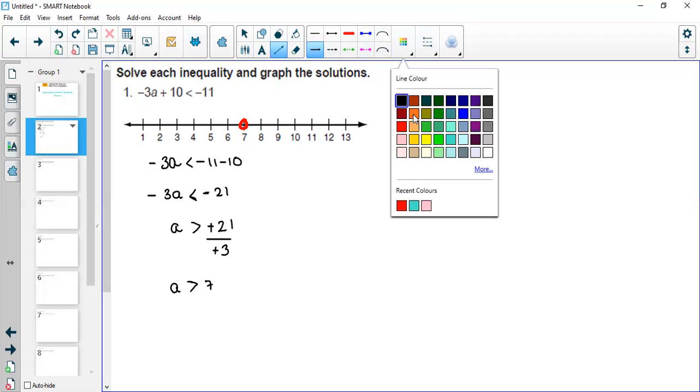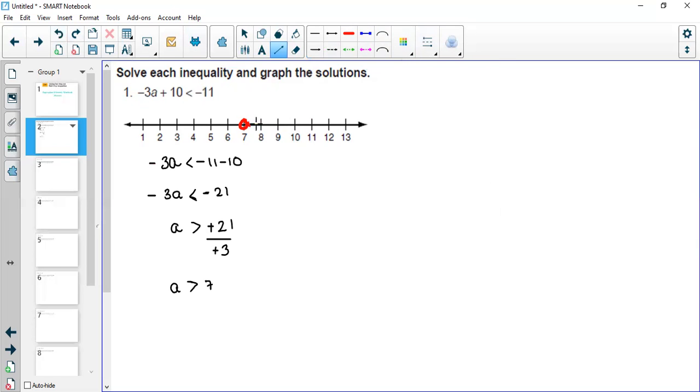So your inequality graph is going to be like this, which means all these numbers through which the arrow is going, all those numbers can be solutions for a. So a can be 8, it can be 10, it can be 12, it can be 13.5, any number which is greater than 7.